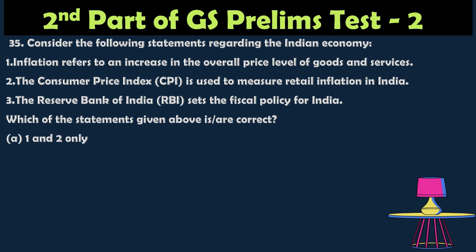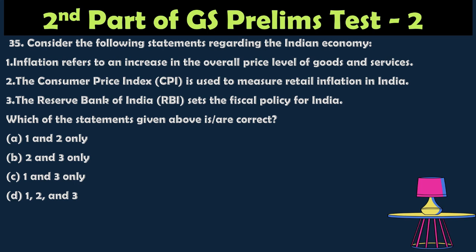Option A, 1 and 2 only. Option B, 2 and 3 only. Option C, 1 and 3 only. Option D, 1, 2 and 3. This is an important topic, because we need to concentrate more on the Consumer Price Index and Wholesale Price Index. Inflation is actually a rise in the general price level over time. So statement 1 is correct, as we all know.